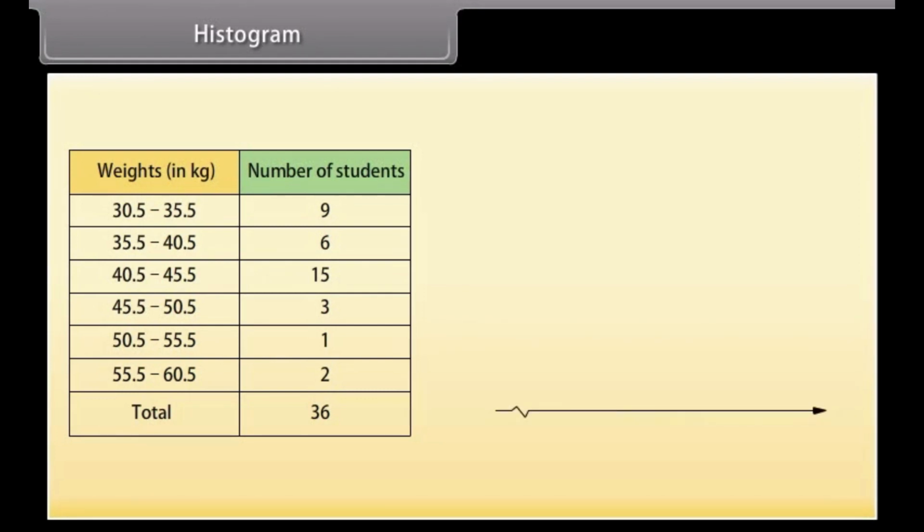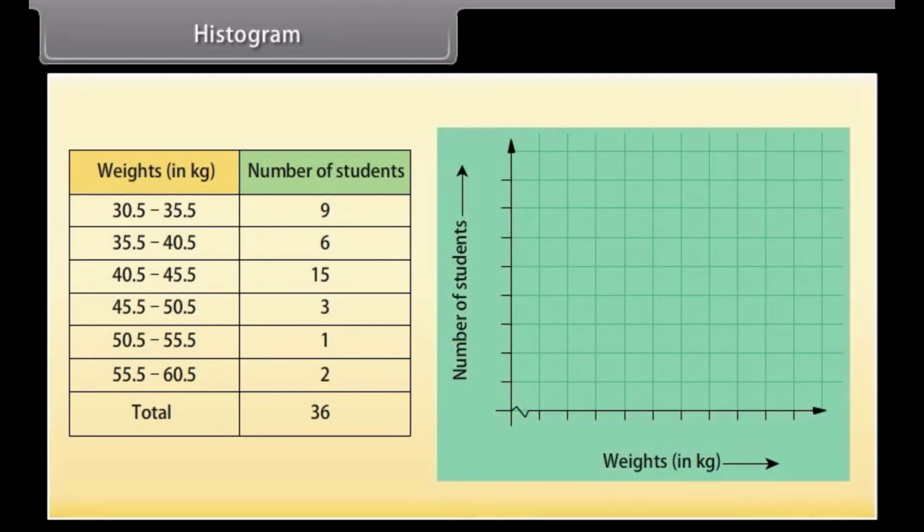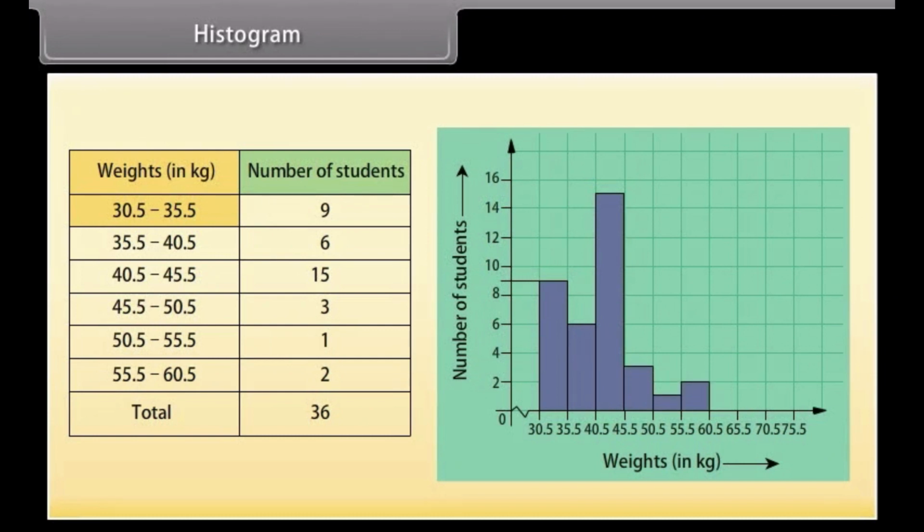To plot the histogram, we represent the weights on the horizontal axis and the number of students on the vertical axis. Since the maximum frequency is 15, we need to choose the scale to accommodate the maximum frequency. Also, since the first class interval is starting from 30.5 and not 0, we show it on the graph by marking a break on the axis. Let us now draw the rectangle for the class interval 30.5 minus 35.5 of length 9 cm. Similarly, we draw the other rectangles. This is called a histogram.